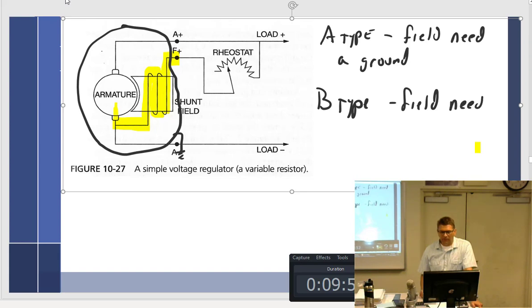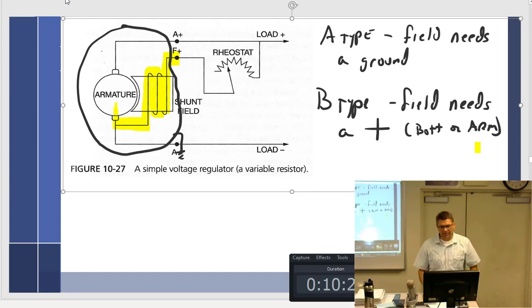In the B type, the field needs a plus, battery or armature, which means it's already grounded. So what do I have here? Say type. Well, what is it getting? It's going to the load. So it looks like a B type. It's already grounded into the frame. So this would be more of a B type.